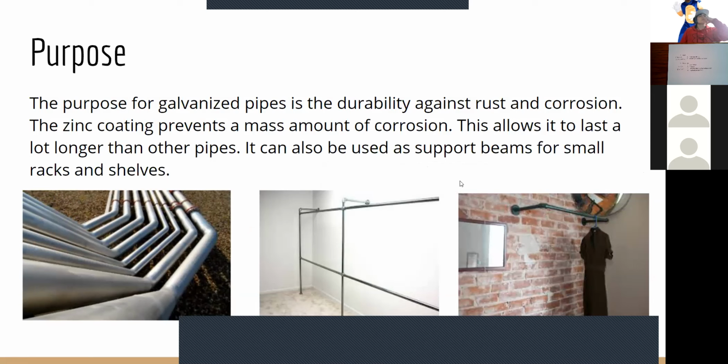It can have some other purposes, not necessarily for water. Some people just use them as shelves and racks and stuff like this.